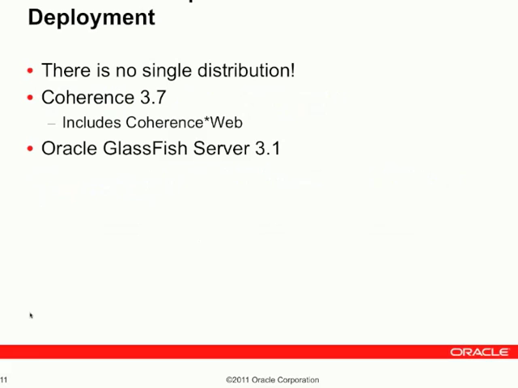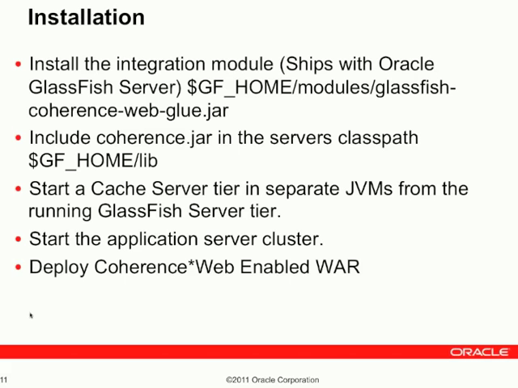Now, a couple of things to remember about Coherence Web or Active Cache for GlassFish Server, which uses the SPI-based deployment. One, there's no single actual software distribution for this. It requires that you get Oracle Coherence 3.7, which includes Coherence Web. And in addition to Coherence 3.7, you need to get a distribution of Oracle GlassFish Server 3.1. So it's only supported on Oracle GlassFish Server 3.1 and Coherence 3.7. So at a high level, these are the installation steps.